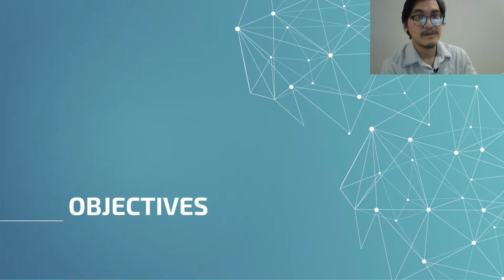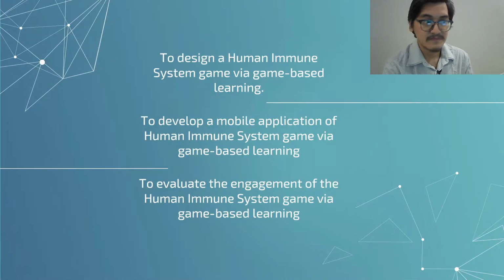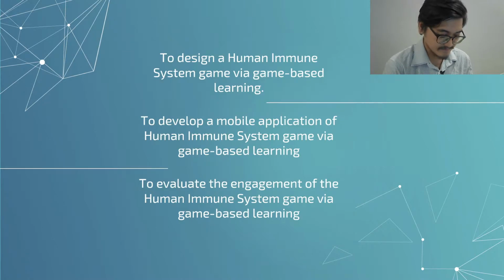So, the objectives of this project are to design a human immune system game via game-based learning, to develop a mobile application of the human immune system game via game-based learning, and to evaluate the engagement of the human immune system game via game-based learning. So let's start with the project demonstration.